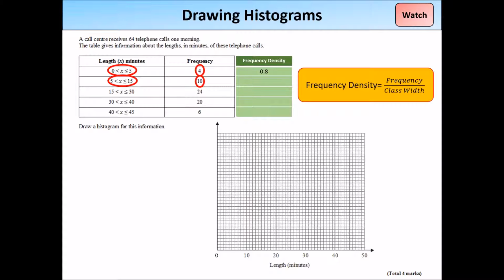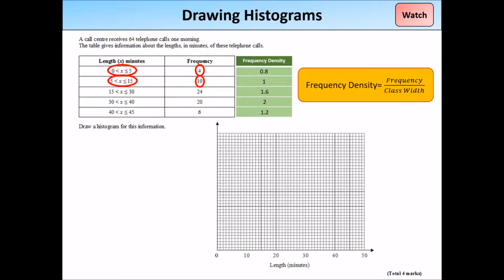What's the difference between 15 and 5? It's 10, so 10 divided by 10 is 1. And so on and so on. So for the next one you're going to do 24 divided by 15, 20 now divided by 10, and then 6 divided by 5. Now you've got your frequency density, that's what you're going to plot your histogram against.